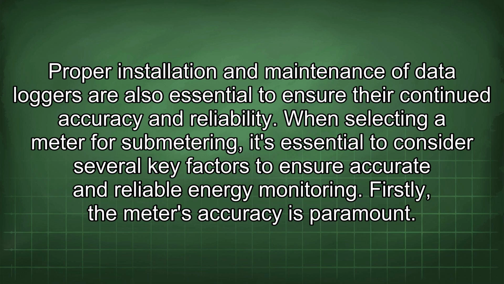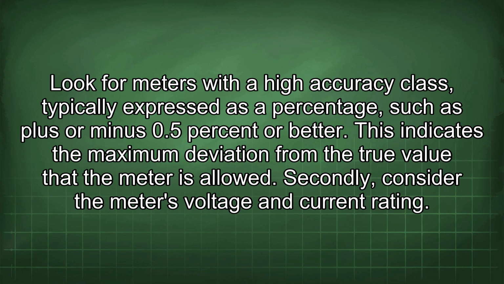When selecting a meter for submetering, it's essential to consider several key factors to ensure accurate and reliable energy monitoring. Firstly, the meter's accuracy is paramount. Look for meters with a high accuracy class, typically expressed as a percentage, such as plus or minus 0.5% or better. This indicates the maximum deviation from the true value that the meter is allowed.